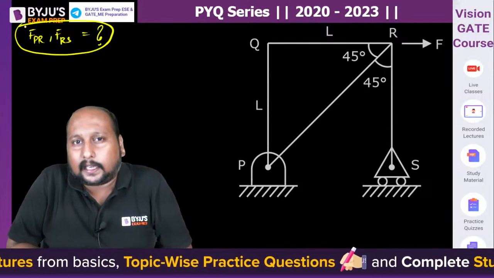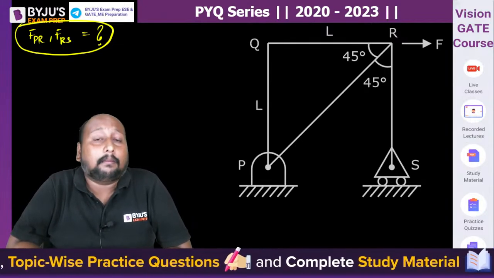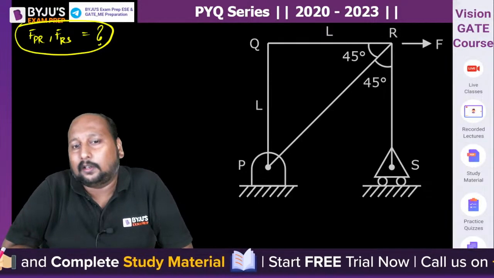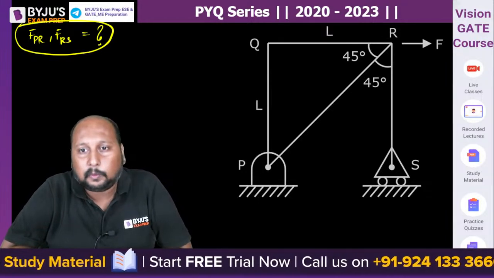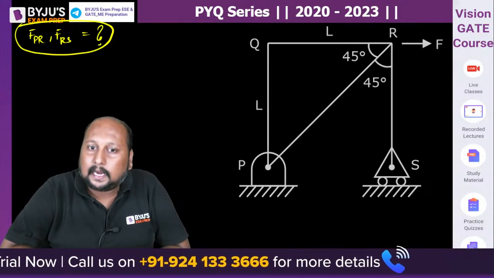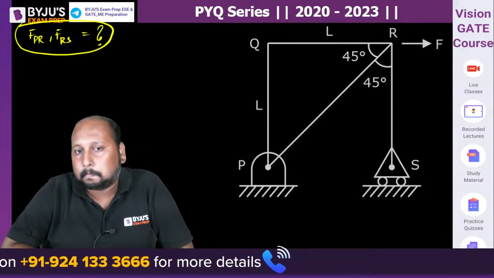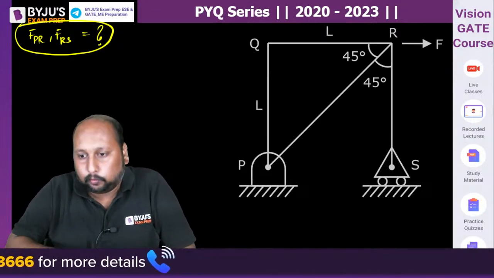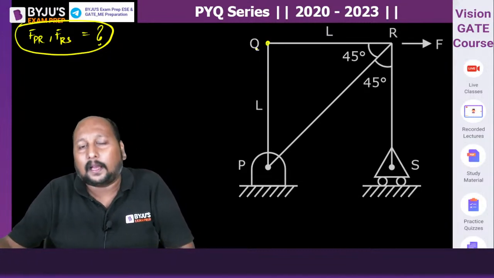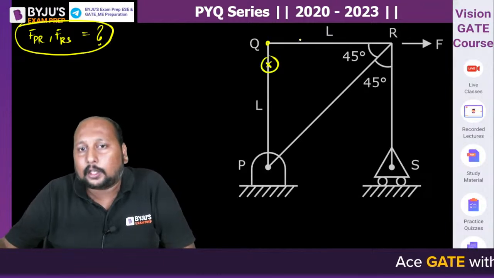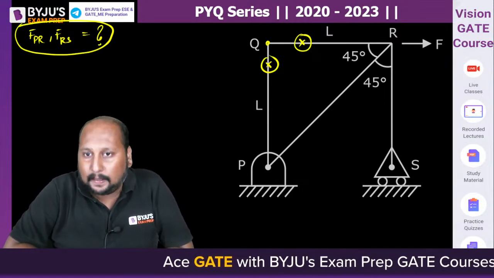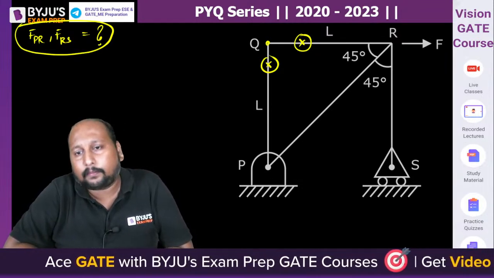Can anyone tell me which of the members will have zero force? By looking at the diagram, which members will have zero force? That will help us. PR, sure. Okay, if you take joint Q, can we say there is no external force being applied? So PQ and QR are two zero force members.